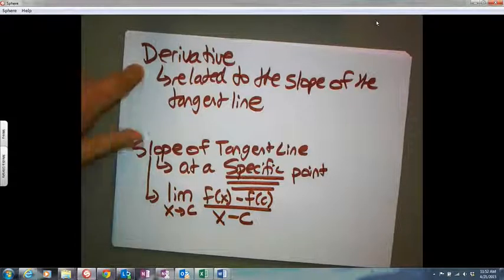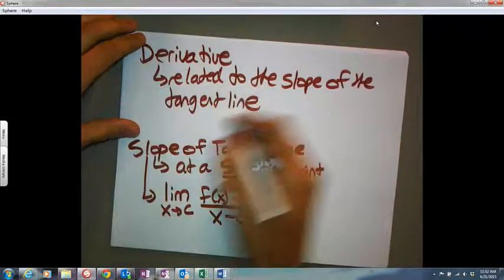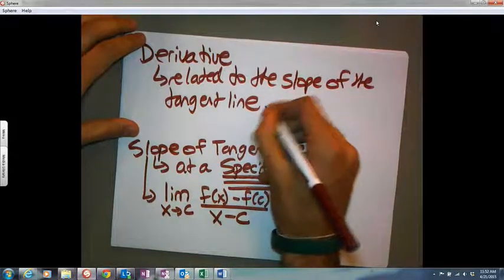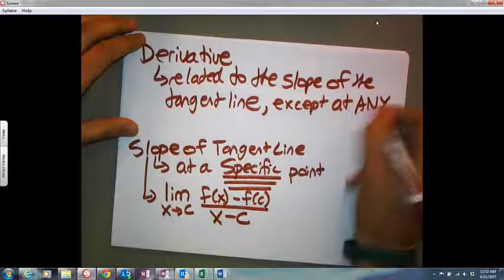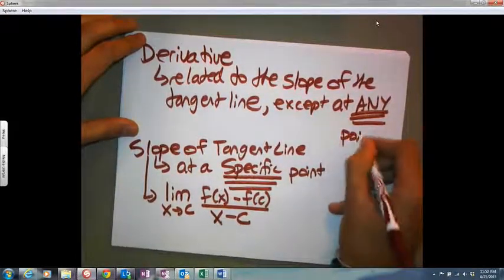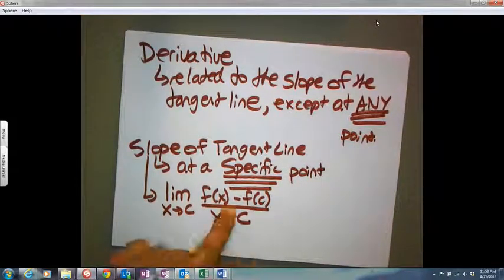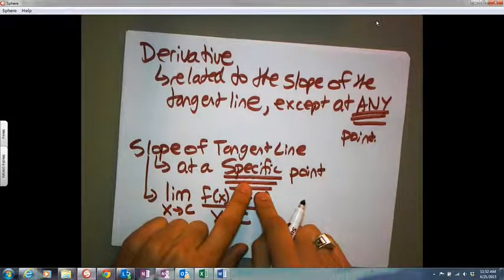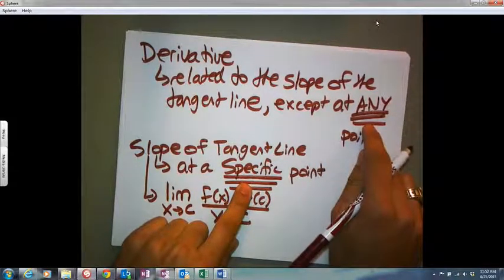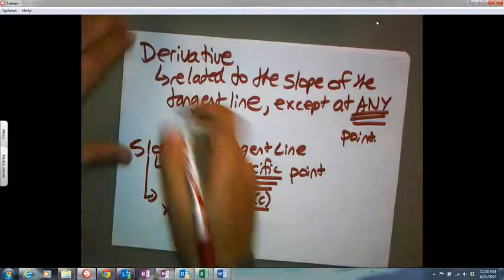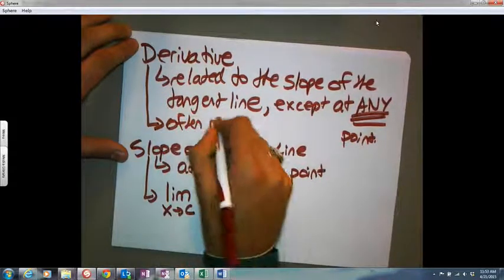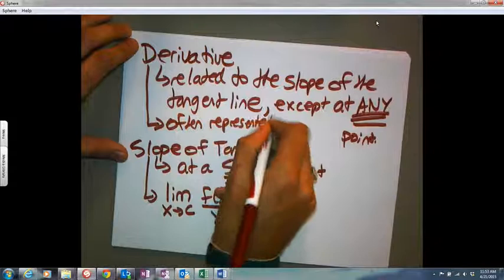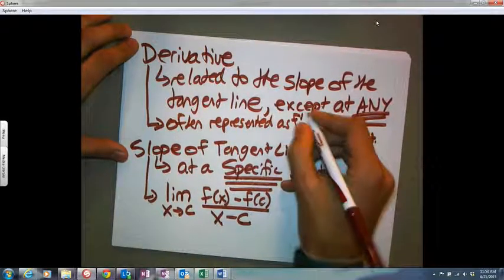When we use the word derivative, we are talking about the slope of the tangent line, except it is at any point. This was the slope of the tangent line at a specific point. This was at any point. And we'll learn the formula for this, but it is often represented as f prime of x.